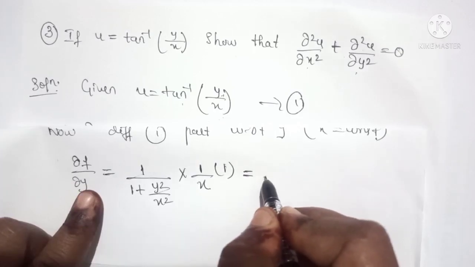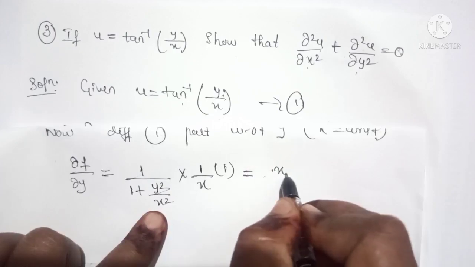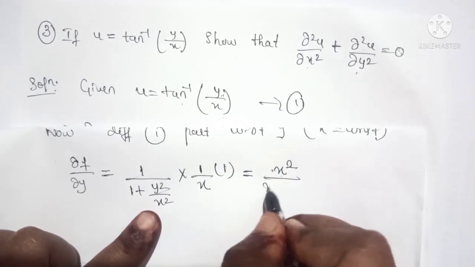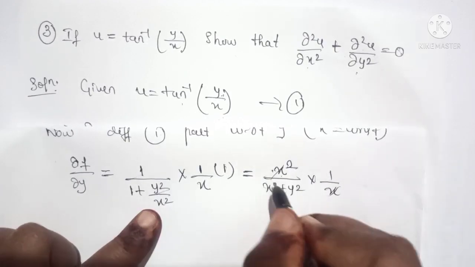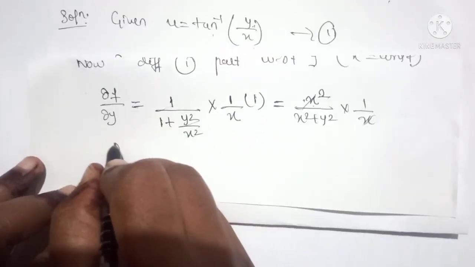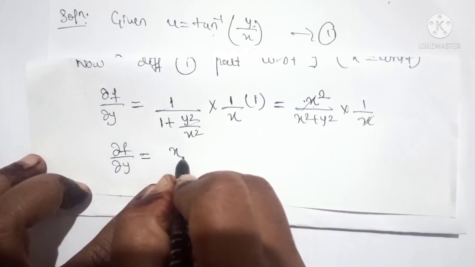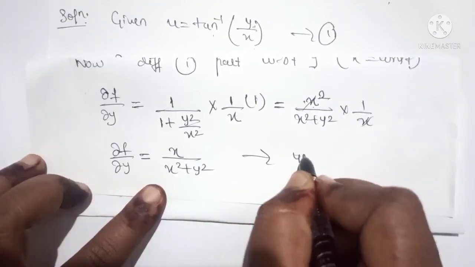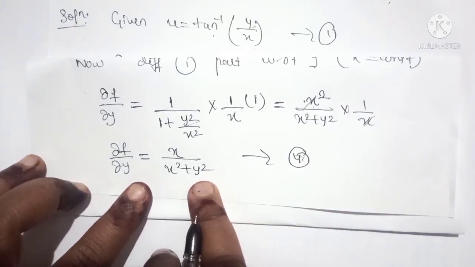Simplifying this one, we take x square LCM and send it to the numerator, it becomes x square divided by x square plus y square into 1 by x. One term x cancels, we get dou f by dou y value is equal to x divided by x square plus y square. Consider this as equation 4. Now again we differentiate this equation with respect to y itself.